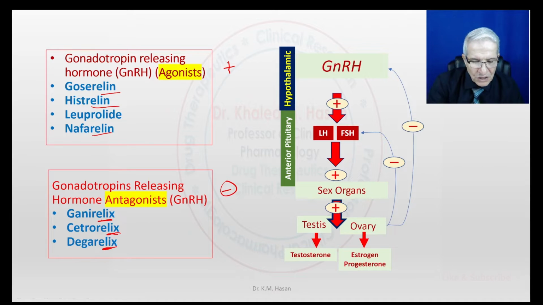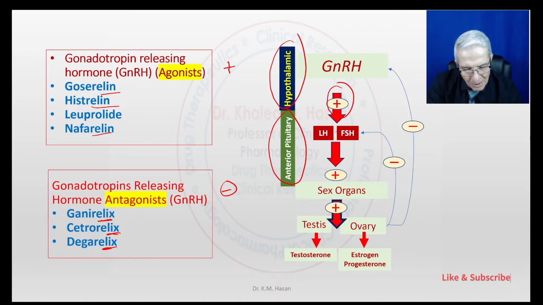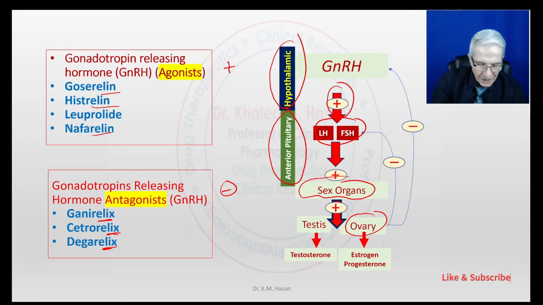Again, if you look at the graph or the image, you can see that GnRH is released from the hypothalamus. GnRH stimulates the pituitary gland. The pituitary gland will release LH and FSH, and this will stimulate the sex organs. It could be in the female, affecting the ovary and producing estrogen and progesterone, or in the male, affecting the testis and increasing the release of testosterone. We will have more detail about the male and female later on.